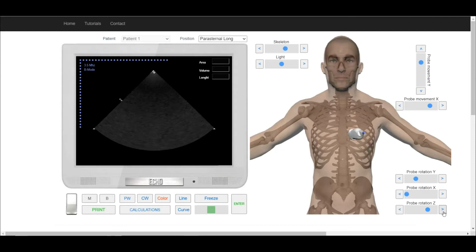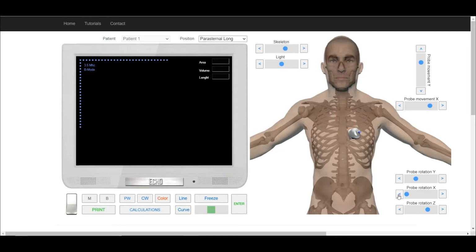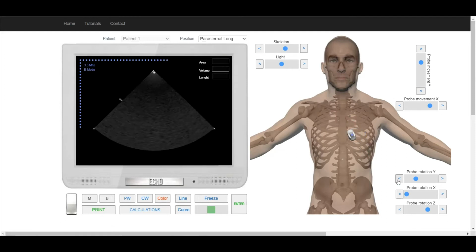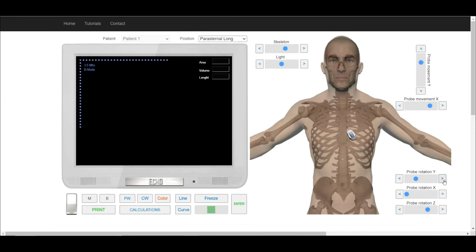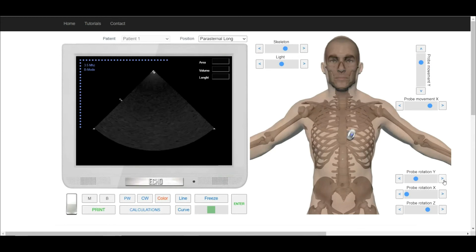To obtain the short axis at the level of the aortic valve, first we have to obtain the long axis of the left ventricle. The red marker of the transducer points somewhat towards the right shoulder. The exact orientation depends on the axis of the patient's heart. Now rotate the transducer clockwise until we see on the screen the short axis at the level of the aortic valve.